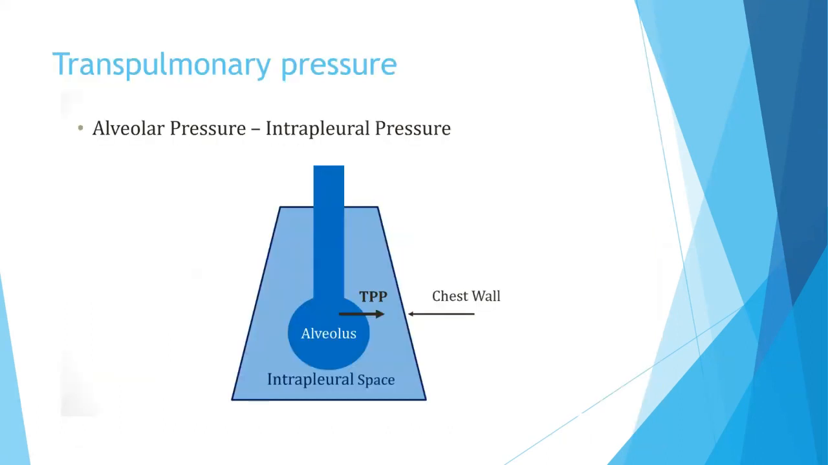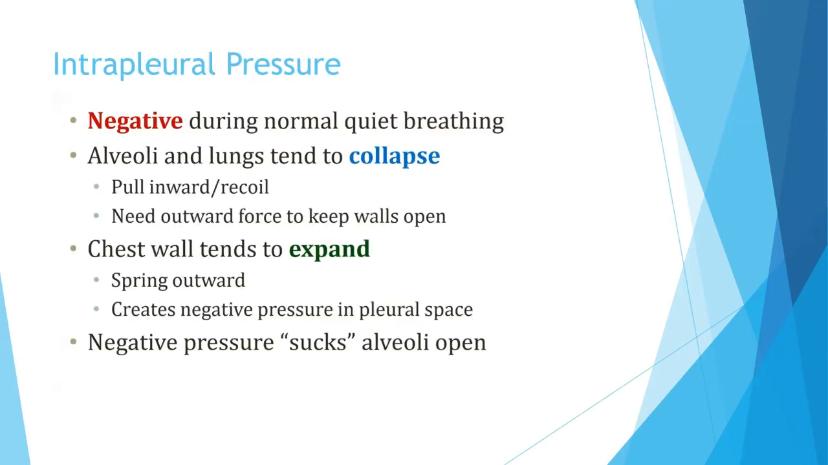Talking about the transpulmonary pressure, which is the alveolar pressure minus the intrapleural pressure. The intrapleural pressure is negative during normal quiet breathing. The alveoli and lungs tend to collapse always. That is the inward pull, or recoil, and they need an outward force to keep the walls of the alveoli open. The chest wall tends to expand, that is, spring outward. So the alveoli and lungs always try to collapse inward and the chest wall always tries to expand outward, and this creates a negative pressure in the pleural space. This negative pressure sucks the alveoli open.